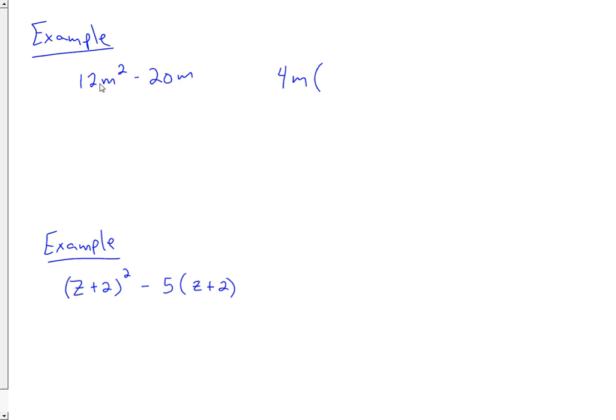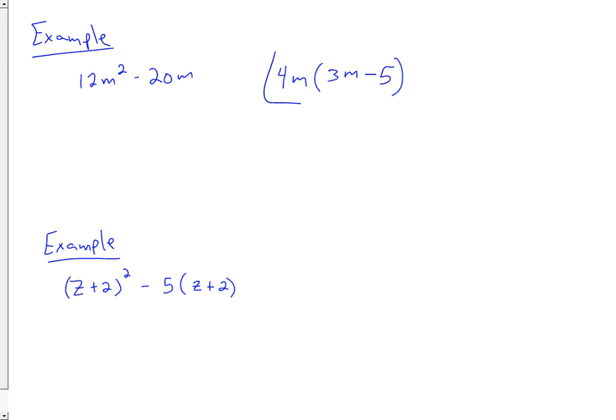When I factor that out, I am dividing the original term by the greatest common factor. So 12 divided by 4 is 3. M squared divided by m, you're taking 1 away from the exponent. So I have 3m minus 20 divided by 4 is 5. M is already being taken out. That leaves me no m's, and I am done. 4m times 3m minus 5.